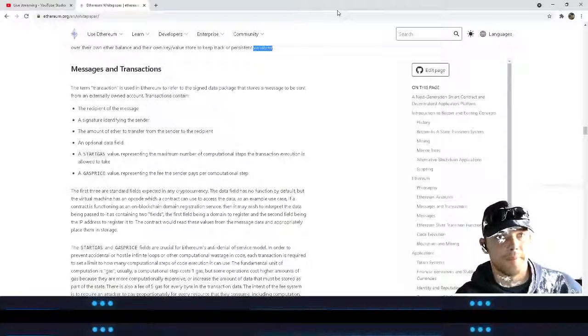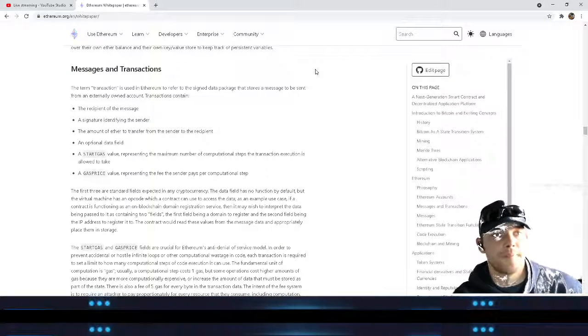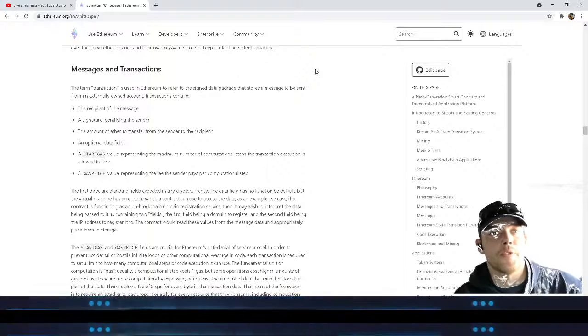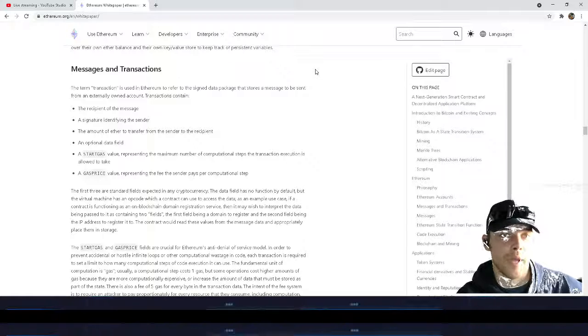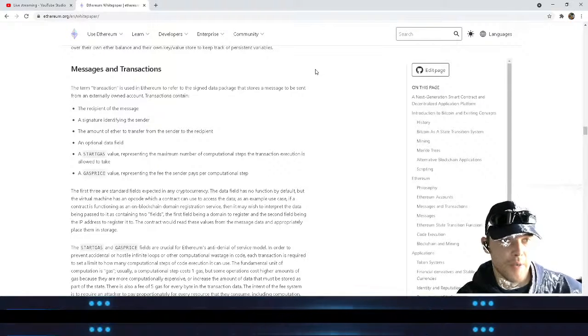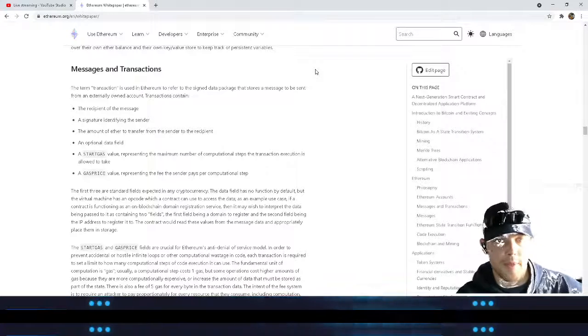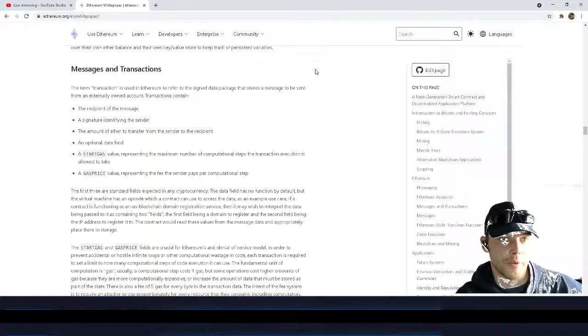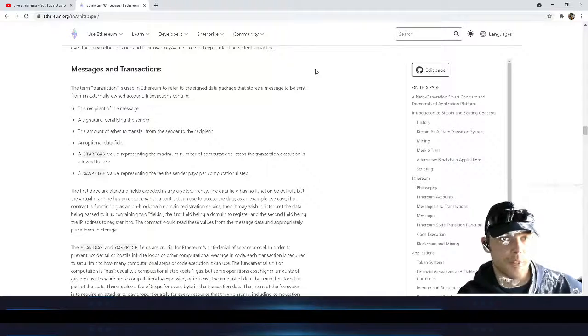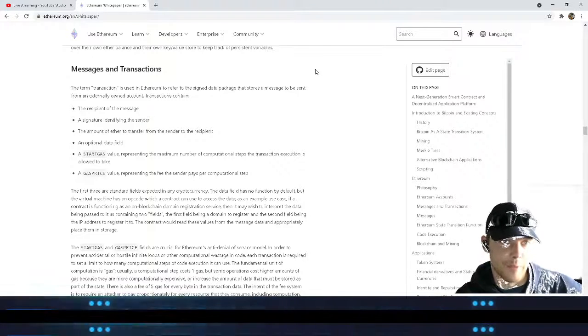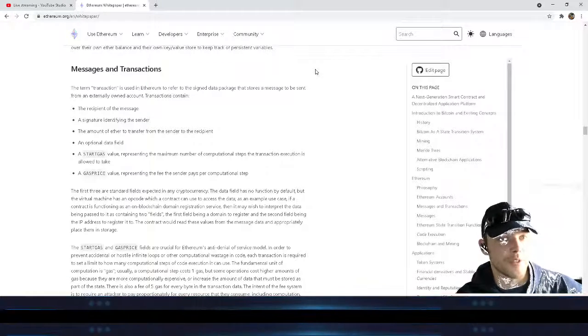Let's dive in. The term transaction is used in Ethereum to refer to the signed data package that stores a message to be sent from an externally owned account. Transactions contain the recipient of the message, a signature identifying the sender, the amount of ether to transfer from the sender to the recipient, an optional data field, a start gas value representing the maximum number of computational steps the transaction execution is allowed to take, and a gas price value representing the fee the sender pays per computational step.